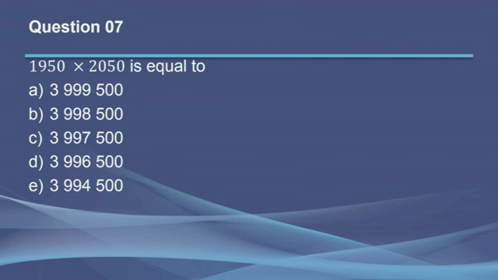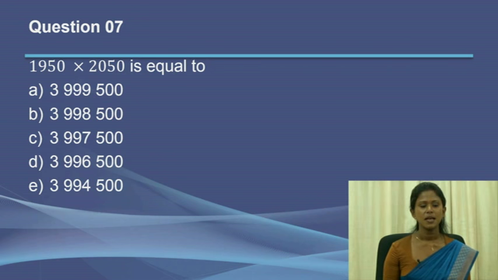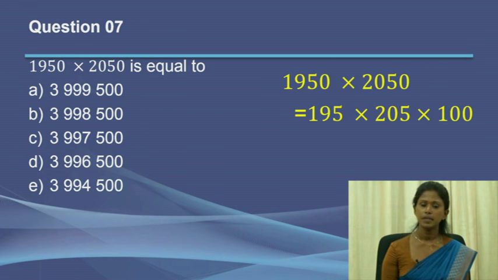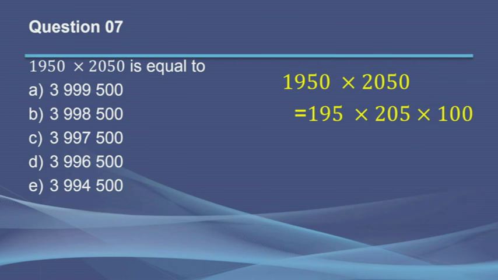So again this is a very easy type of question, but here you have to multiply integers which are somewhat big. 1950 has to be multiplied by 2050. Right, here you can simplify this multiplication as follows. You can multiply 195 by 205 by 100. That means we have simplified the multiplication.